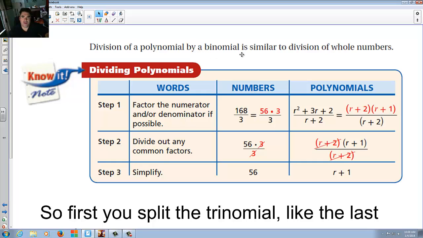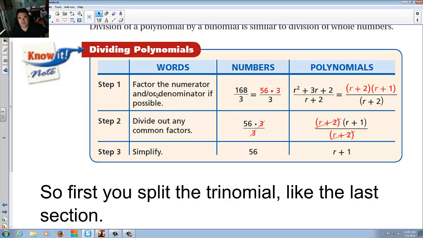Division of polynomial by a binomial is similar to division of whole numbers. Factor the numerator and or denominator if possible. Divide out any common factors and simplify. So basically you just did what I told you. You divide this by r plus 2. You can just take this first and split it into r plus 2 and r plus 1. These cancel, leaving just r plus 1.